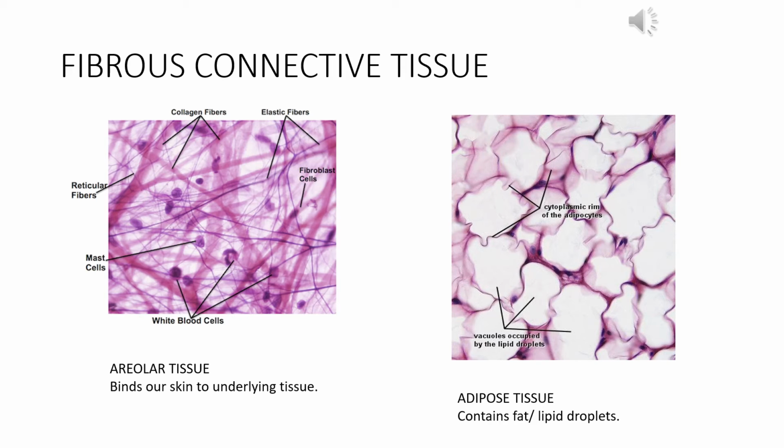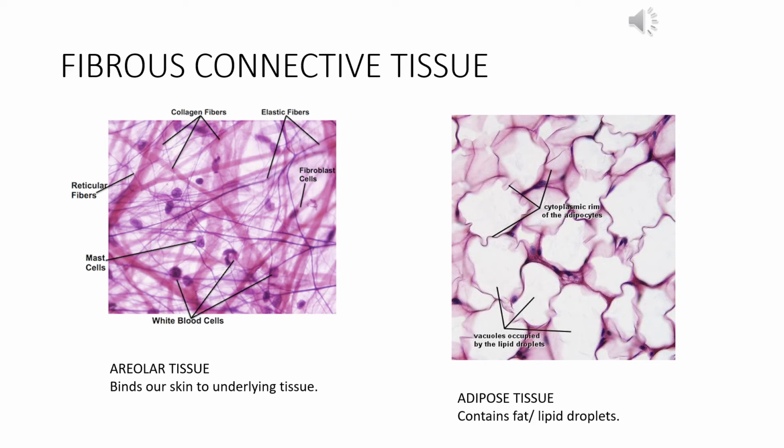Now what is areolar tissue made up of? Areolar tissue is made up of fibers like collagen fibers, elastic fibers, and they also contain some cells like mast cells, white blood cells, fibroblast cells, etc. These cells all have different functions and they perform those different functions in the areolar tissue.